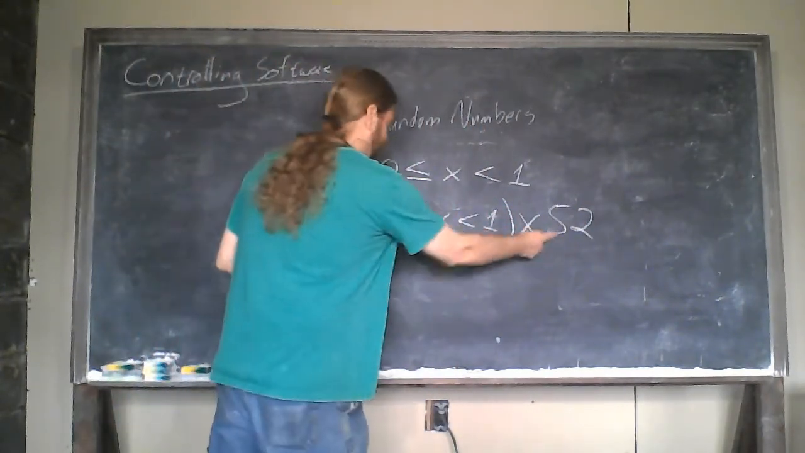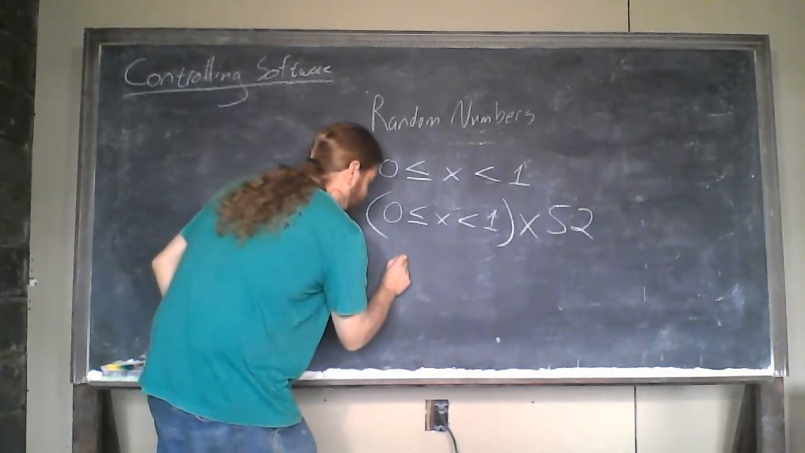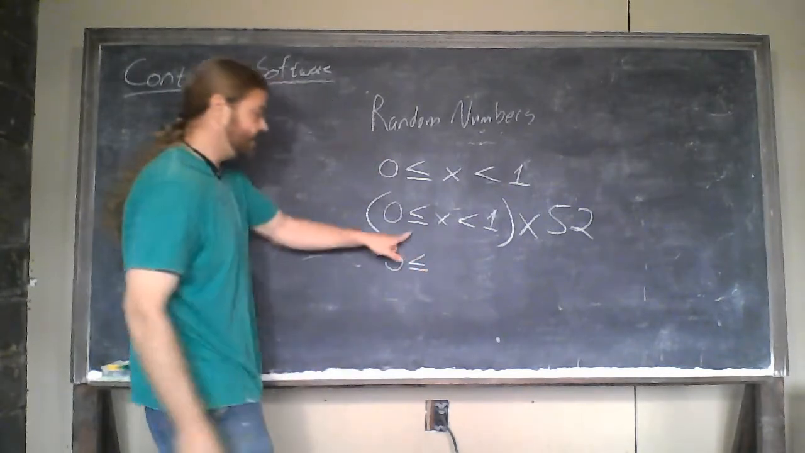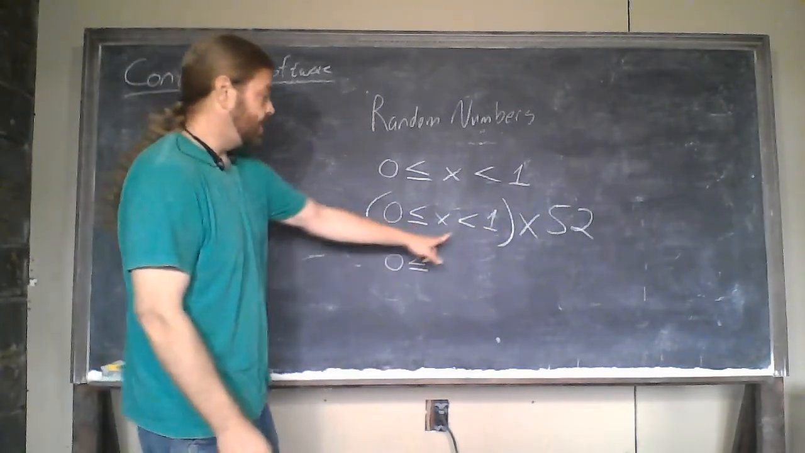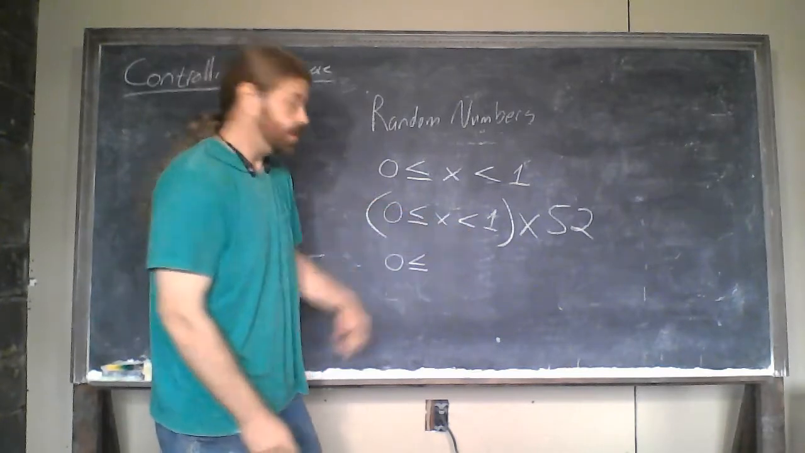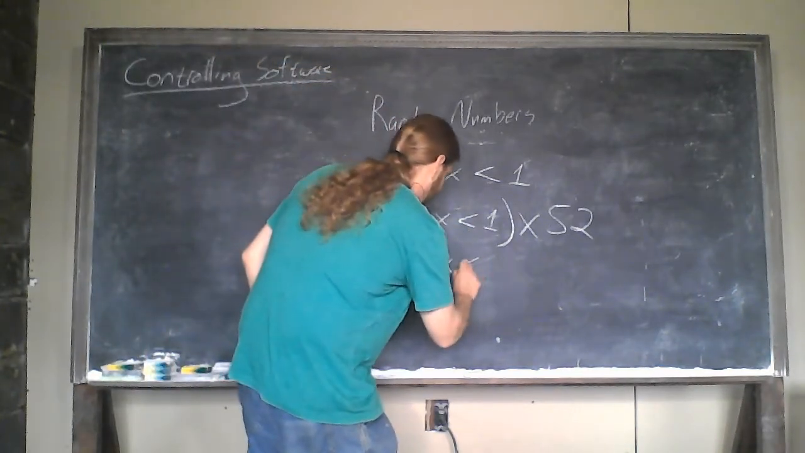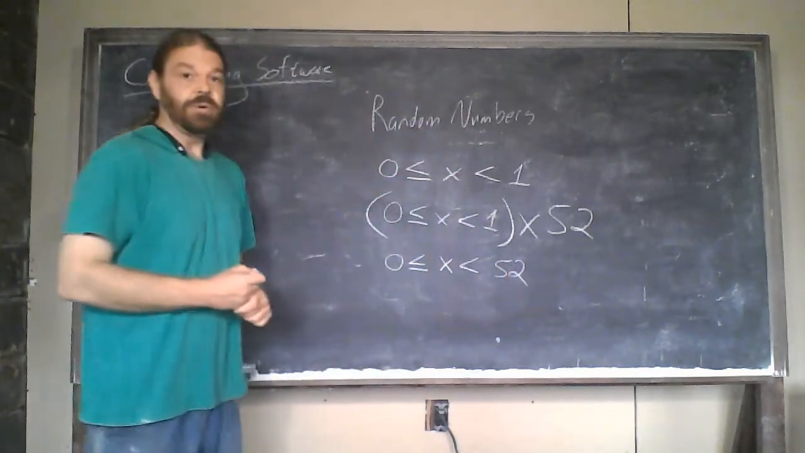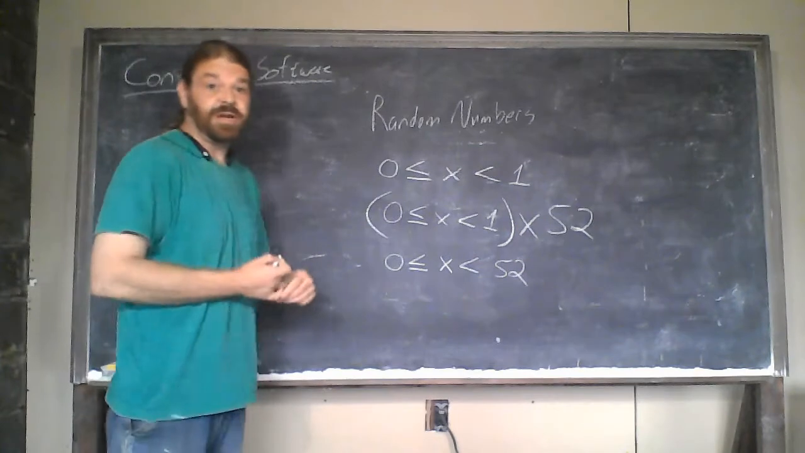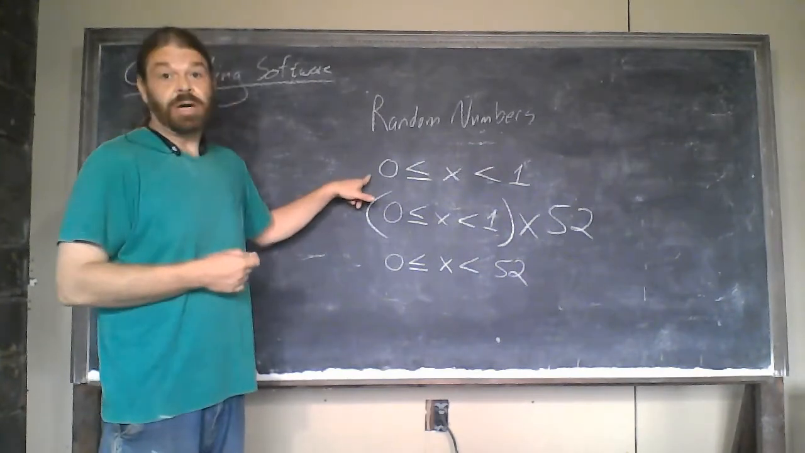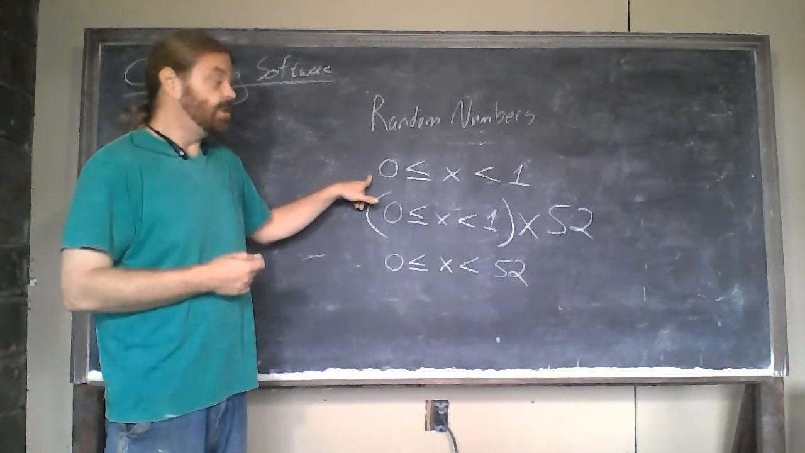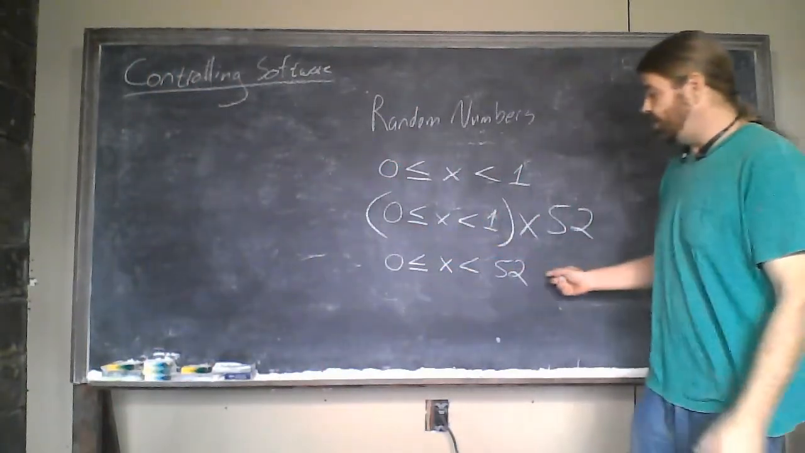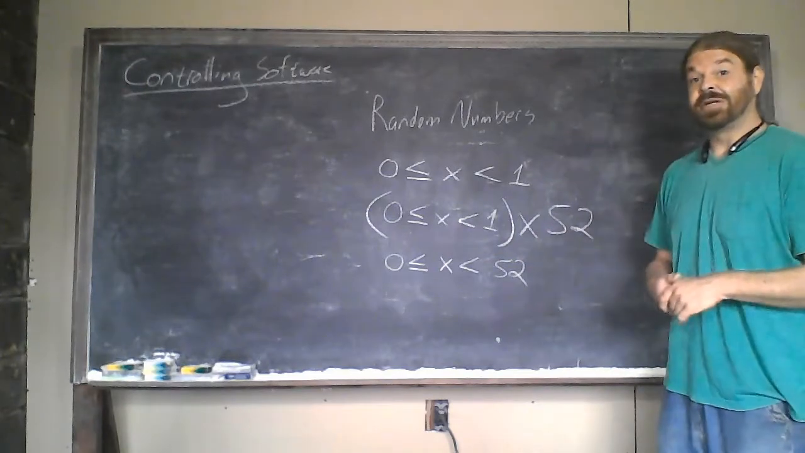So 52 times 0 is still going to be 0. And multiplying doesn't change the equality in this one or the inequality in this one. So now we have a random number between 0 and 52, which includes 0 but does not include 52. And these are floating point numbers. We started at 0 point something, some really, really small number, and we made it bigger. So we still have that decimal and all that other stuff in there.